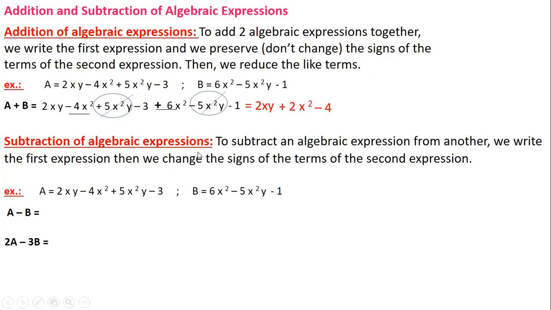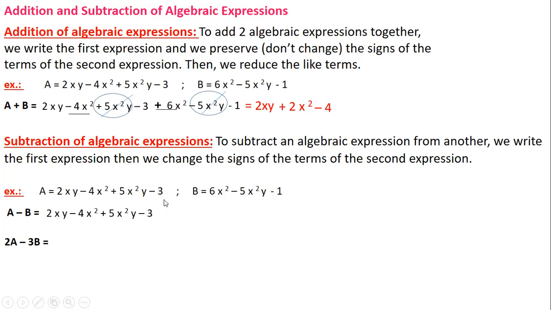Subtraction of algebraic expressions. To subtract an algebraic expression from another, we write the first expression as we did here, but we change the signs of the terms of the second expression since here we have a minus. So we write A as it is. We write minus, and we change the signs here.